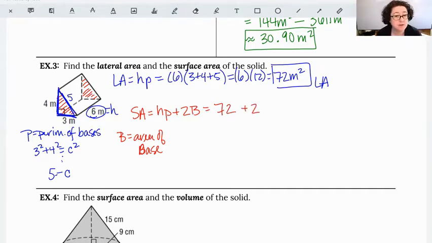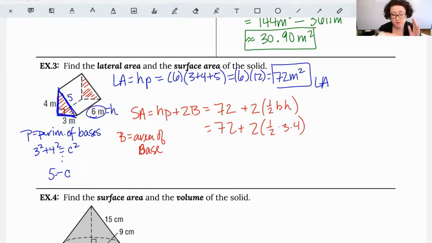Well, our bases are triangles. And so if you look up your formula for the area of a triangle, it's 1/2 base times height. It's a little b and a little h, and that's just referring to our red triangles. So if we fill that information in, we're going to have 2 times 1/2 times our 3 times our 4, our base and our height of our triangle, the perpendicular pieces.